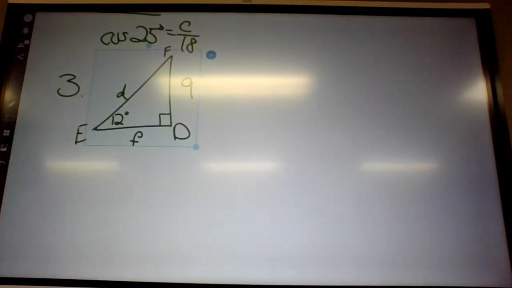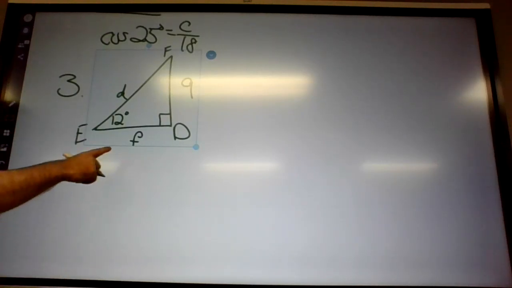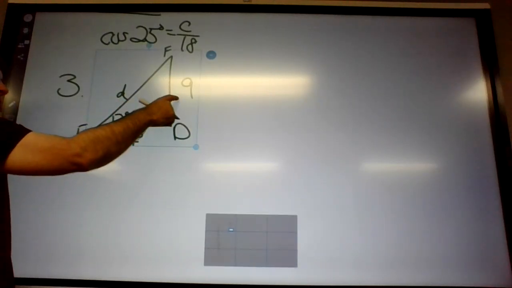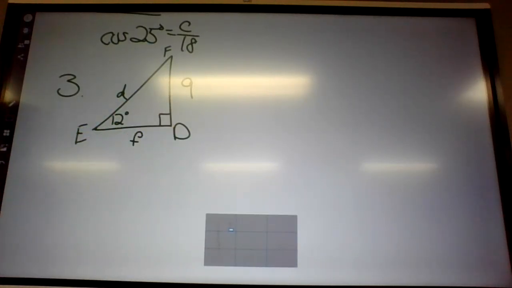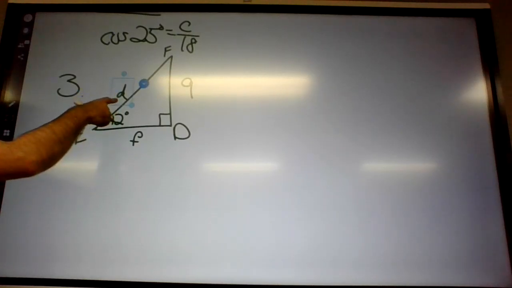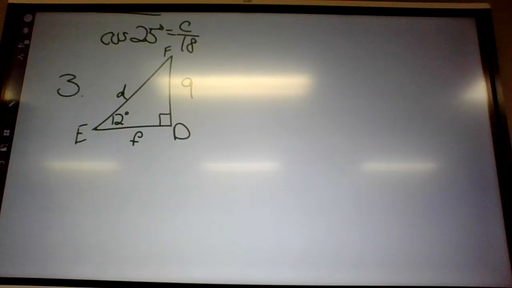Pretty similar. Okay, Eli, relative to the 12 degrees, angle E over here, this is the what side? Opposite. And I guess let's go for D. D is the what side? Which trig function does opposite and hypotenuse?